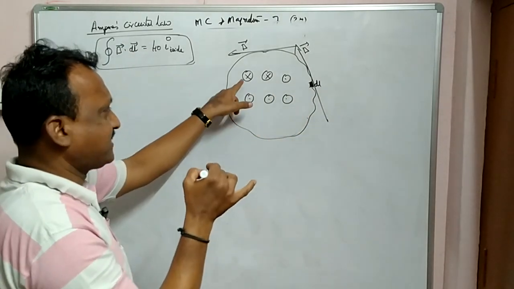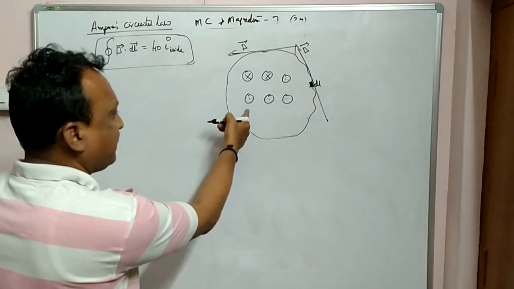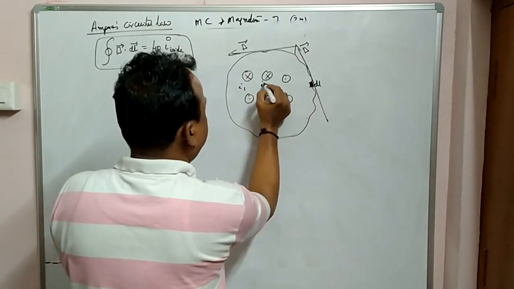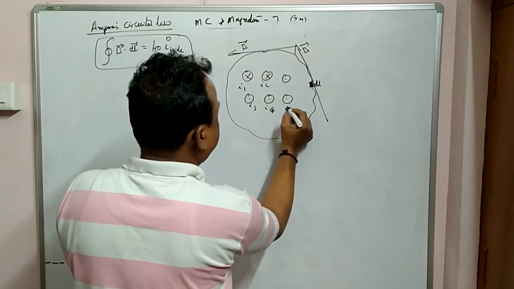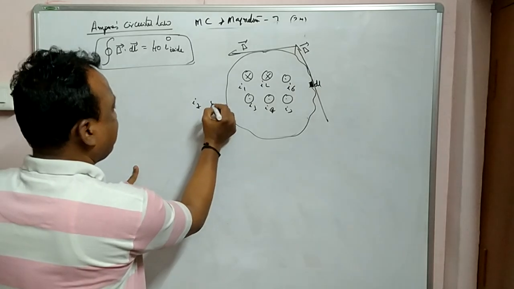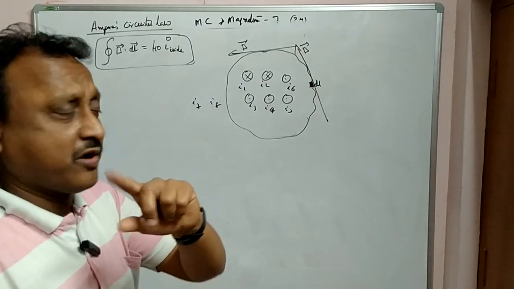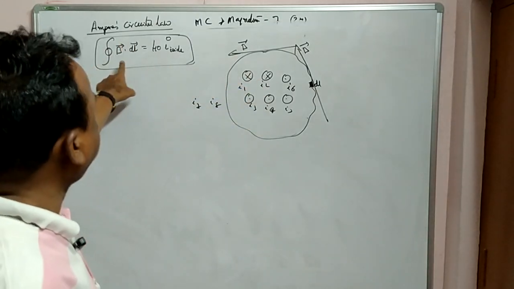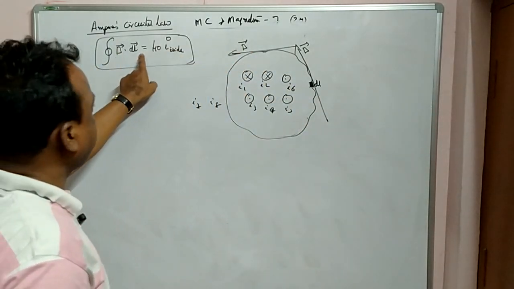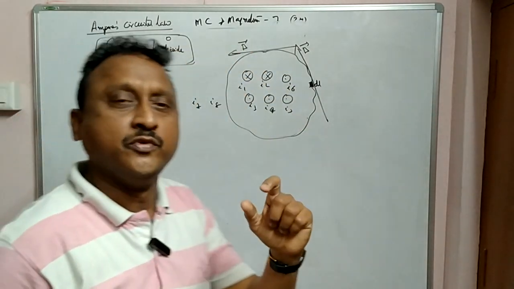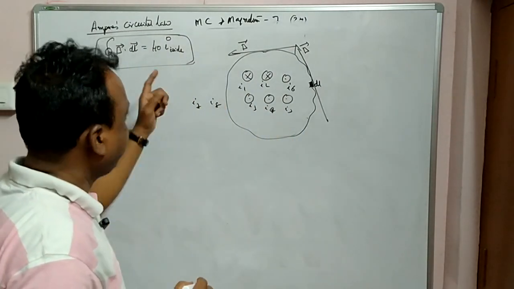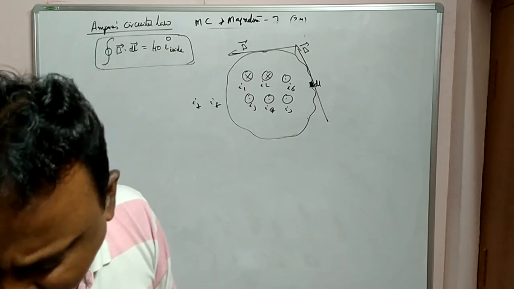Some currents may be going inside, some currents may be going outside. I told you before, this symbol for currents: I1, I2, I3, I4, I5, I6. Some may be outside also, currents I7, I8. So according to Ampere's law, the line integration around the closed circuit of B dot dl is equal to mu naught times I inside. Very, very important, please.